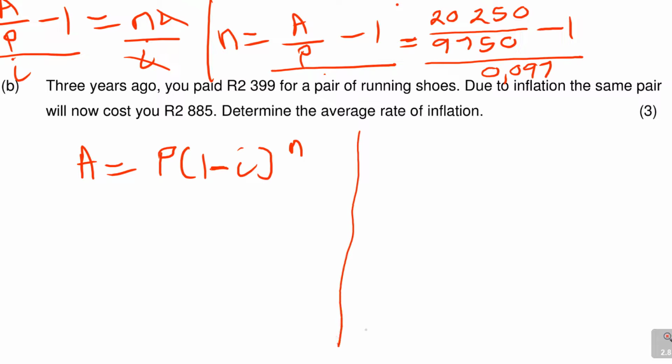So when you do with inflation, is what you start. 3 years ago, you paid what? You see, with inflation now is the opposite. Your A and your P, you just have to be careful with inflation. Okay, so now they're saying 3 years ago, so your n here is equal to 3. All right, and then the rate of inflation, so what they want is our i. So they're saying 3 years ago you paid 2,000 for a pair of running shoes, and then due to inflation the same pair will now cost, you see, now this is the principal and this is the future. Are you with me? So now we are going to say the future is 2,885.